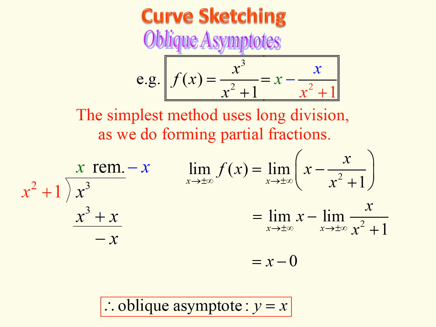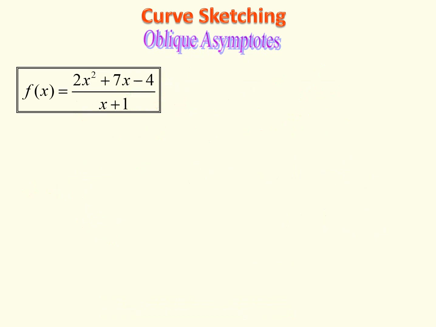Let's do another one so you get the pattern. f of x equals 2x squared plus 7x minus 4 over x plus 1. Can I suggest what you do first is pause and try doing the long division to remind yourself. So pause the video and just do that little long division first yourself so that you're clear on how to do it.